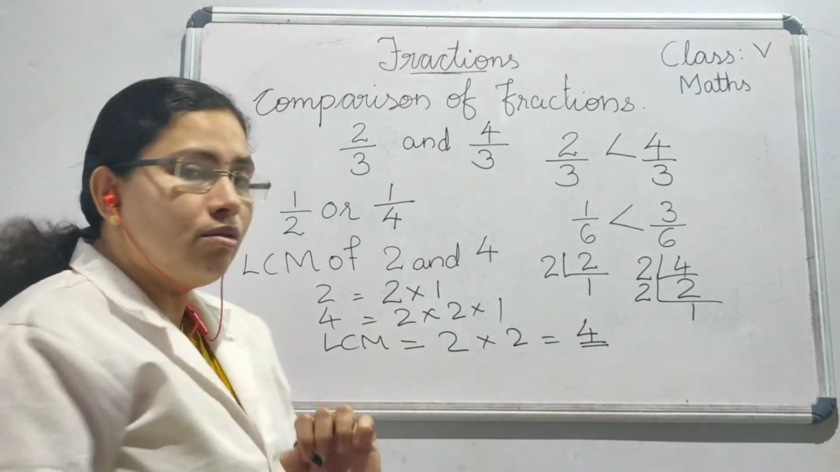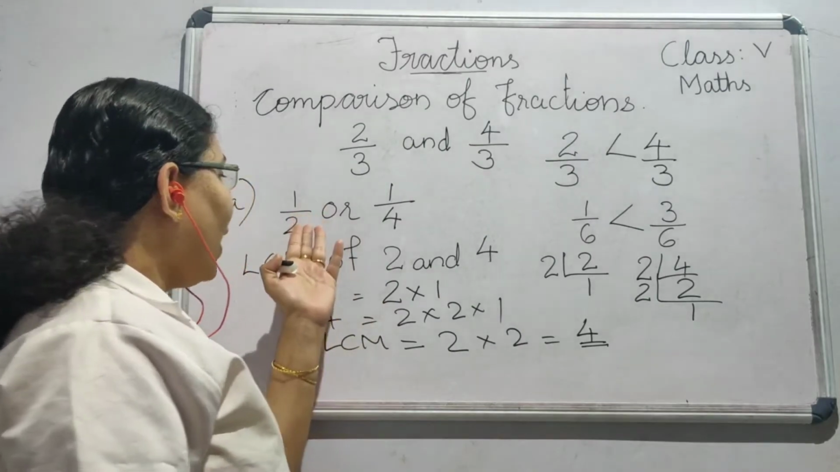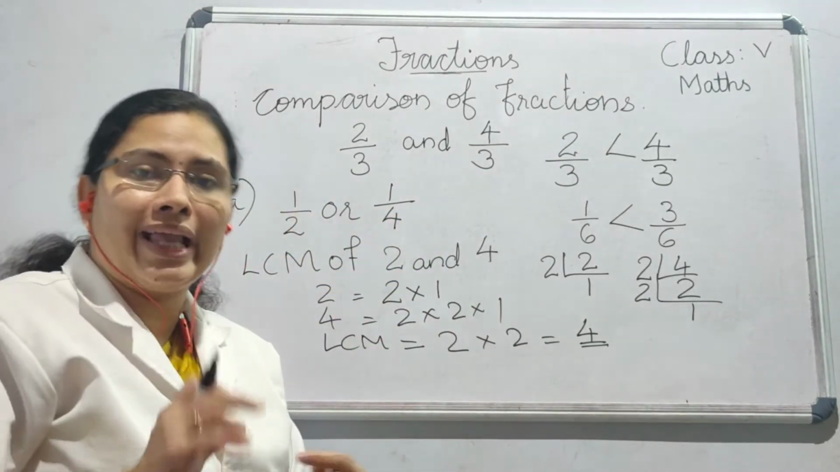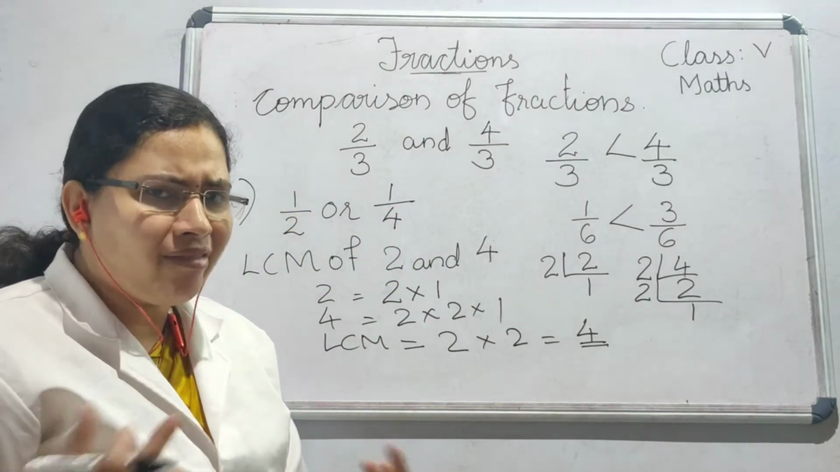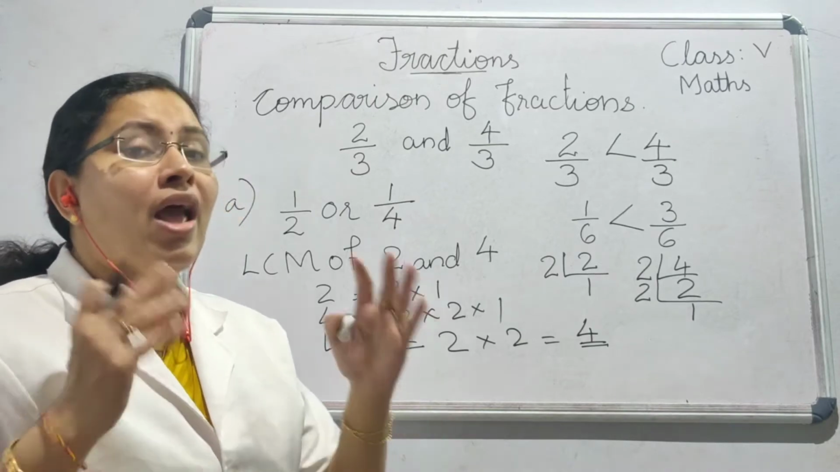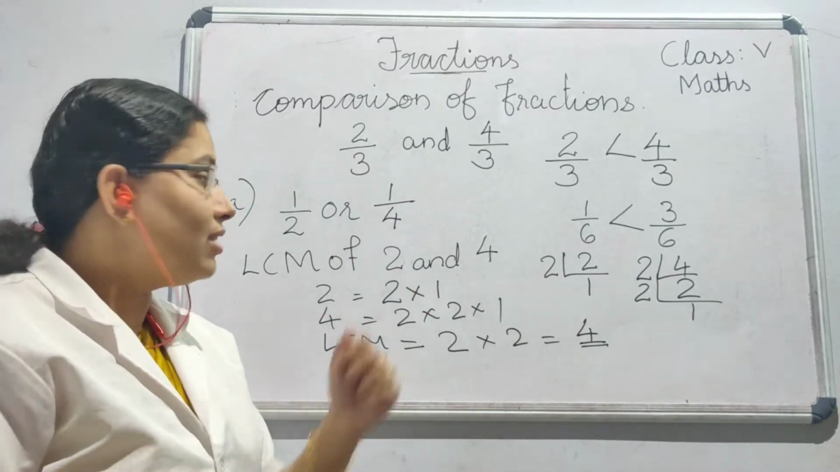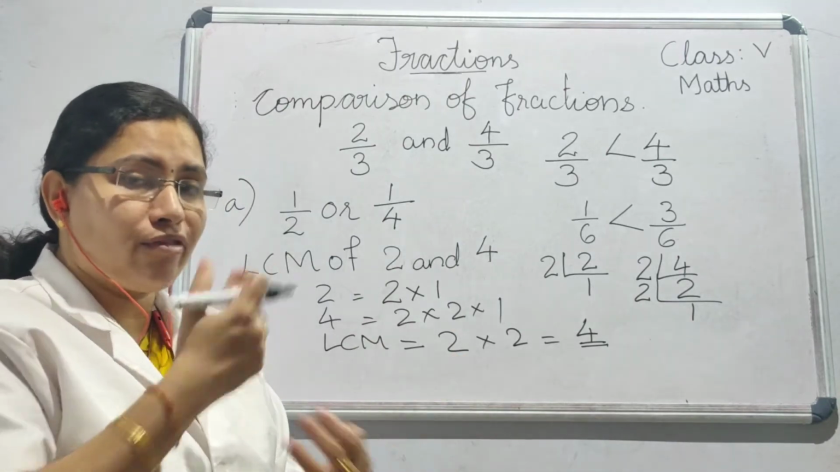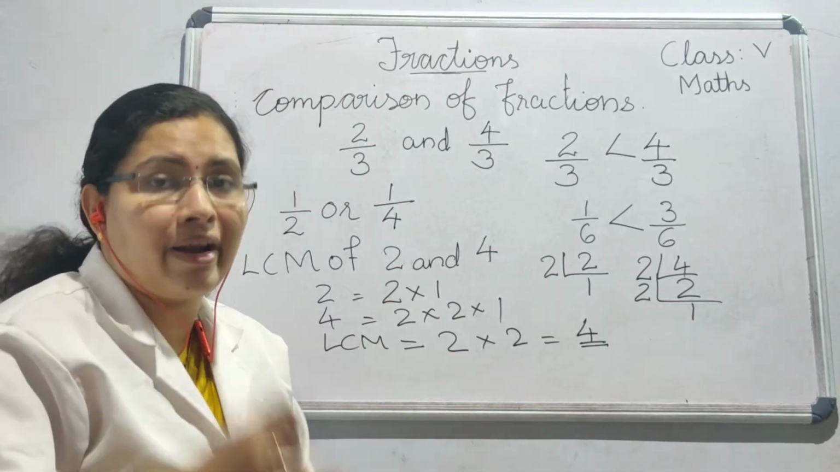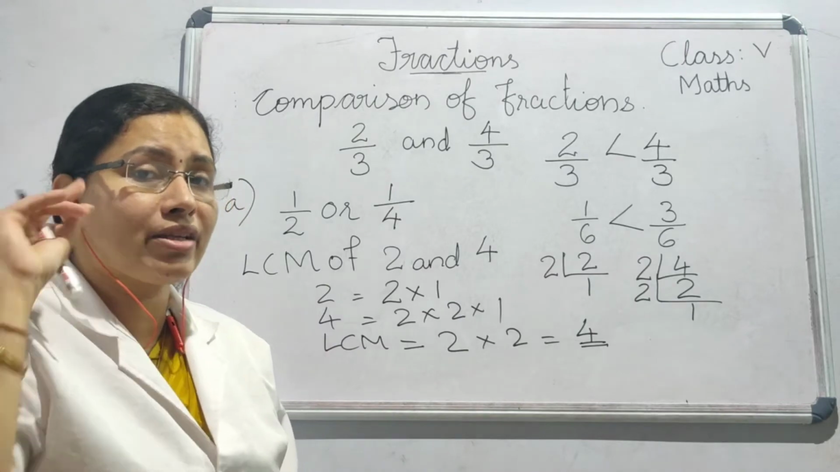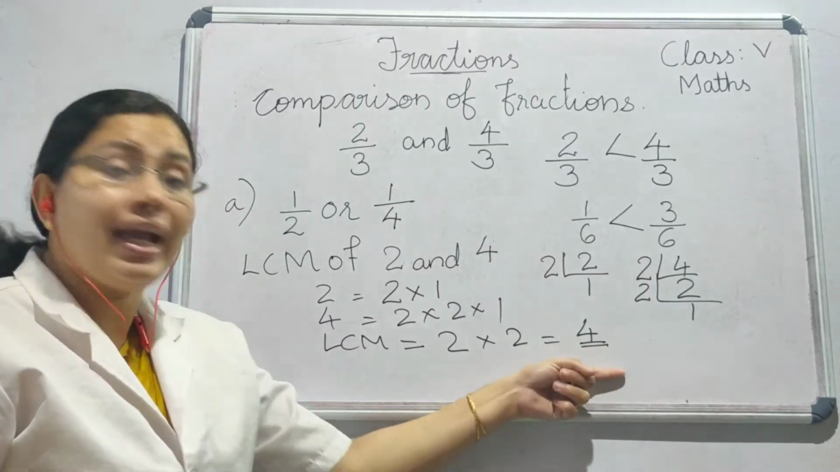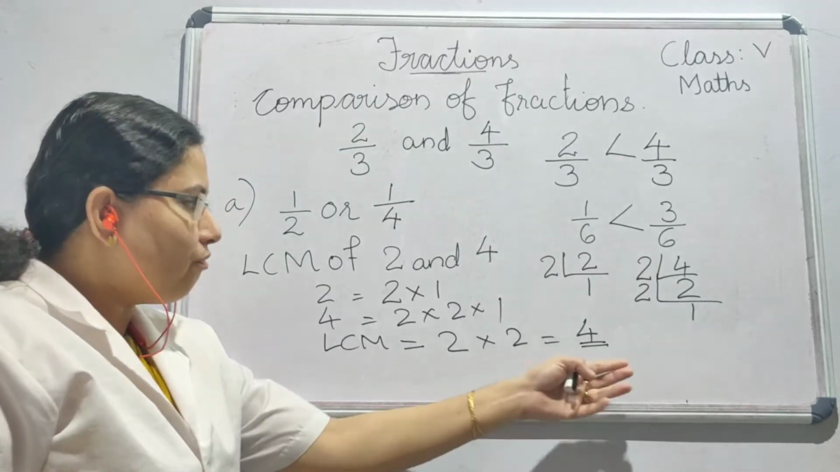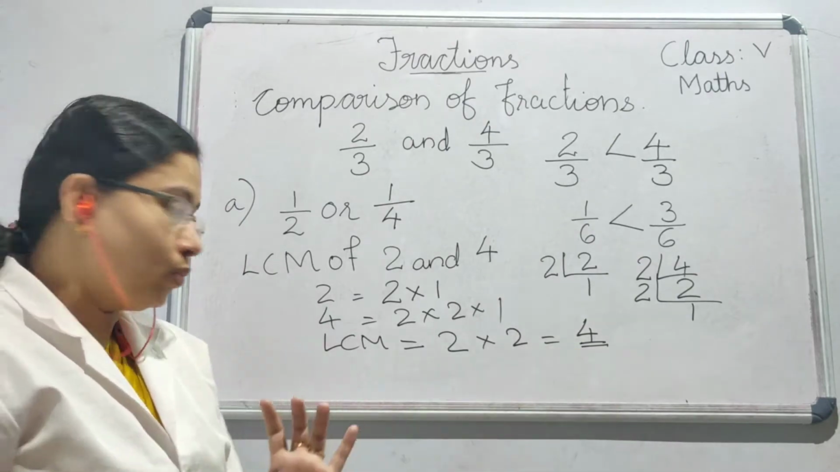Now we have to make this into equivalent fractions. Why do we have to make it into equivalent fractions? If you want to convert it into like fractions, what do we have to do? We have to write the equivalent fraction. So to write the equivalent fraction, we have to find out the LCM. And we have got the LCM as 4.